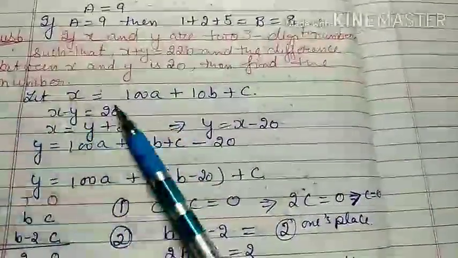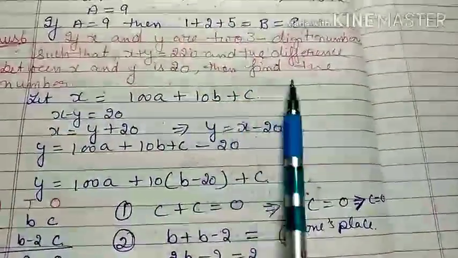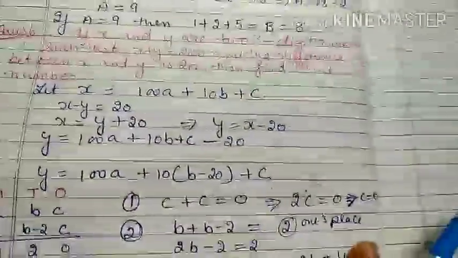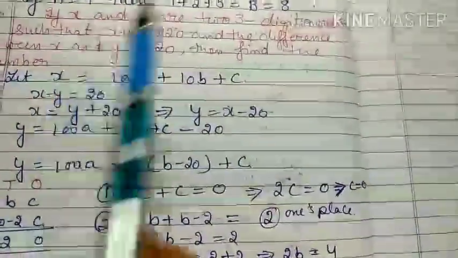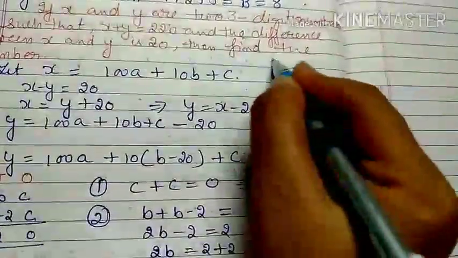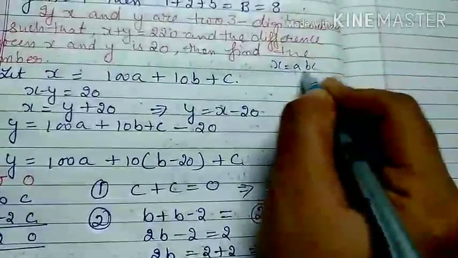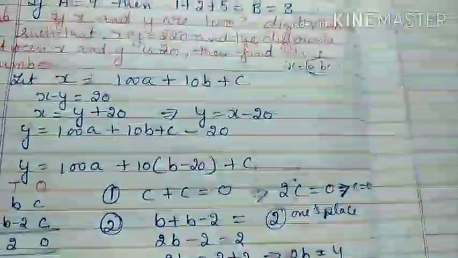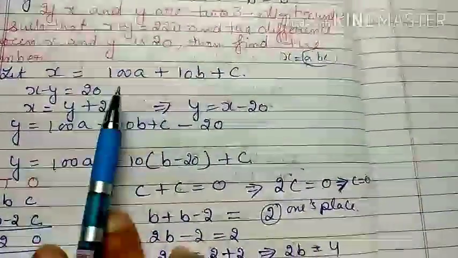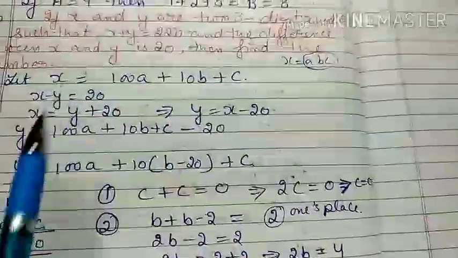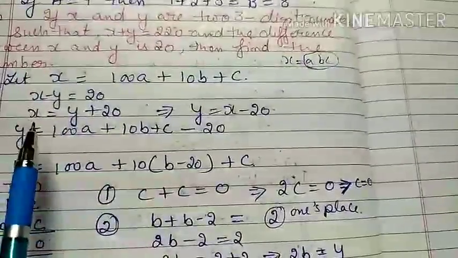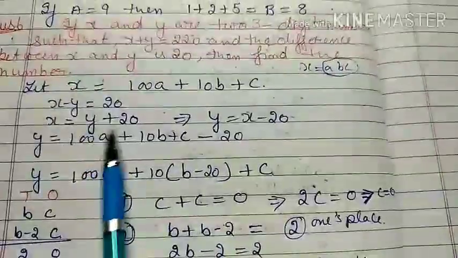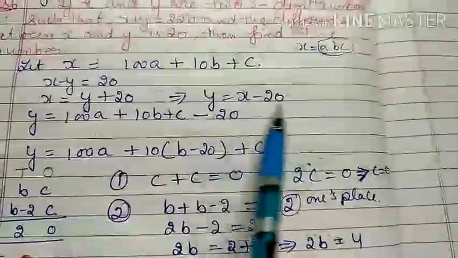The 3-digit numbers are named x and y. Then find the numbers. If x is a 3-digit number, I consider in place of x as a 3-digit number, a, b, c. So how do I write a, b, c? In expanded form, 100a plus 10b plus c. Then the difference of these two 3-digit numbers is 20. That is given in my question. So x is equal to y plus 20, so y is equal to x minus 20.